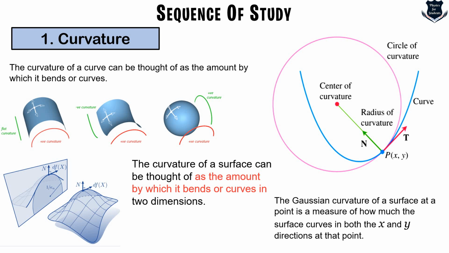And why? The reason is here. Because the entire differential geometry revolves around the fundamental concept of bending, twisting, and Gaussian curvature. So until and unless you learn curvature, it will be very difficult for you to proceed to others. So the sequence number 1 is curvature, and the reason is that it shows the amount by which something bends and curves. That is what curvature measures.